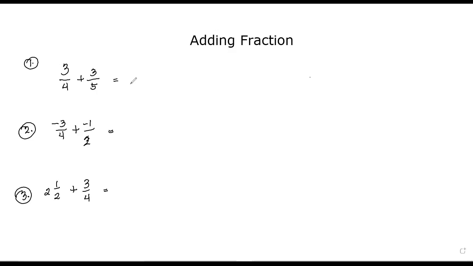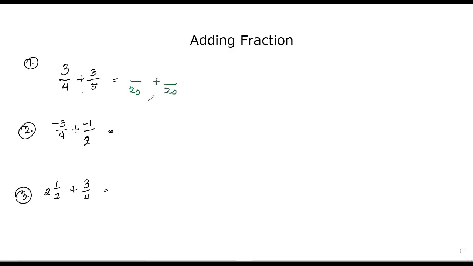Ma'am, again, bakit nga po 20? Because we need to think of a number that we can divide by both denominators, para hindi na rin kayo mahirapan in finding a number that you can divide both denominators by. You just simply multiply the two denominators. Okay, 4 times 5 is 20. So we will use 20 as our new denominator.